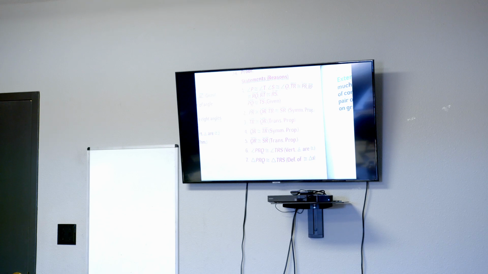Wait, so why would we have to use vertical angles? Can't we just use like the third angle theorem? That if two angles are equal, so that means the third angles are equal, because they all have to add up to 180.